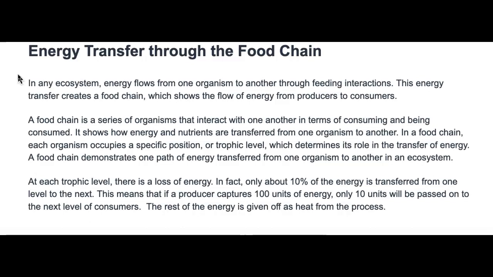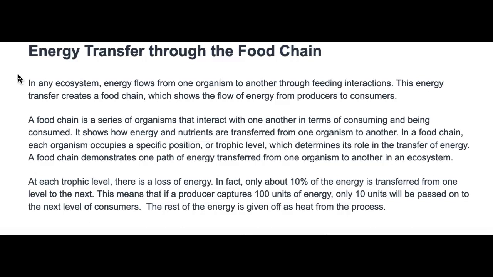In a food chain, each organism occupies a specific position or trophic level, which determines its role in the transfer of energy. A food chain demonstrates one path of energy transferred from one organism to another in an ecosystem.